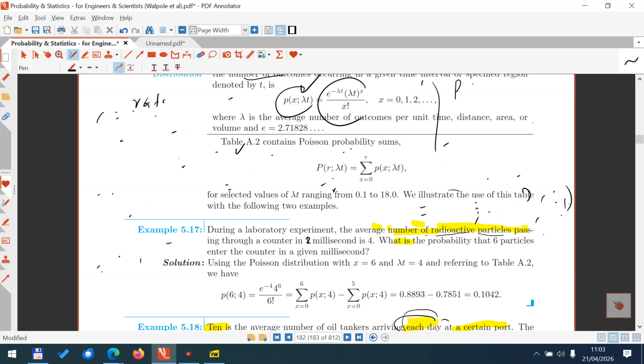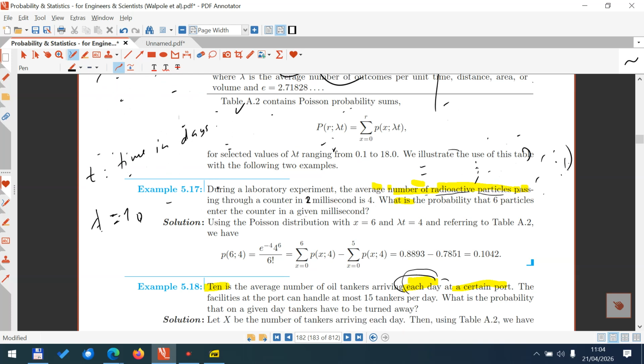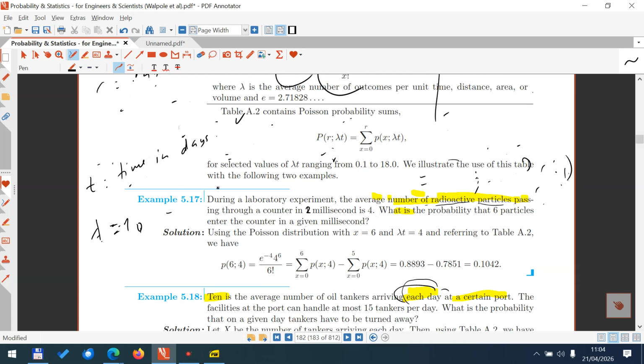So lambda is now 10, assuming that t is actually time in days. Now let's follow it all. The facility at the port can handle at most 15 tankers per day, right? So it cannot handle more than 15. What is the probability that on a given day tankers have to be turned away? So what will be my definition for x here? X will be the number of, tell me, number of what?